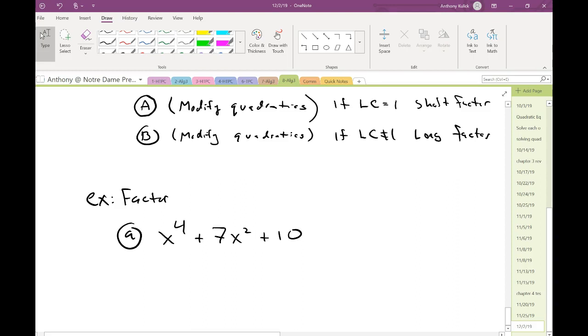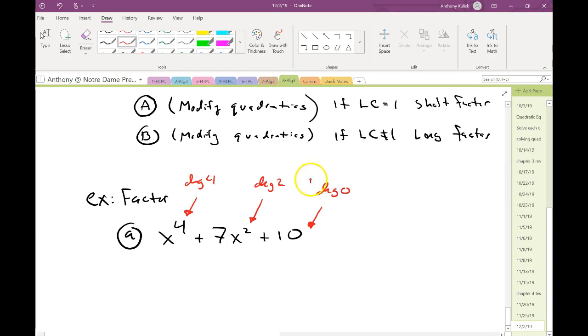So if I look at this, this to me looks like a quadratic. Now it's not exactly a quadratic because clearly this is a degree 4 polynomial, but it looks kind of like the quadratic pattern because if I look at the degree of each of these three, I have degree 4, I have degree 2, and then I have degree 0. Everybody see that?